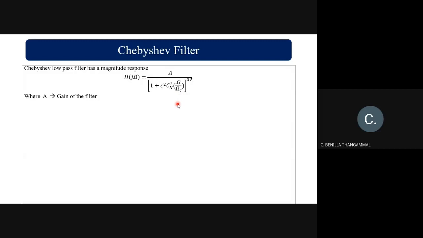In this, A is going to be the gain of your filter, epsilon is going to be your constant, and Ωc is going to be your 3 dB cutoff frequency, and Cn(x) is going to be the function. So this x is nothing but Ω by Ωc, right? If your value of x is less than 1, that is, Ω by Ωc is less than 1, the Cn(x) can be obtained by the formula cos of n times cos inverse of x. If your x value, that is Ω by Ωc, is greater than 1, then Cn(x) can be obtained by cosh of n cosh inverse x. So this will give you your Cn(x).